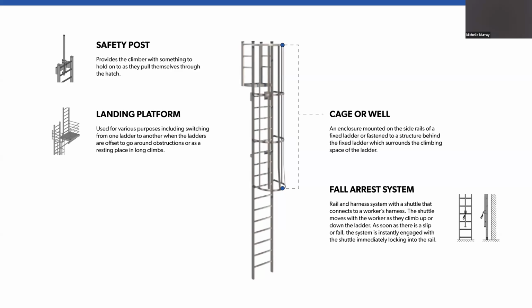OSHA requires landings for climbs longer than 50 feet. So if there's no fall arrest system, they are placed at every 20 feet. Landing platforms can be used for various purposes, including switching from one ladder to another when the ladders are offset, or they can be used as a resting place in the longer climbs. And a security door prevents the unauthorized access to the ladder for security purposes.